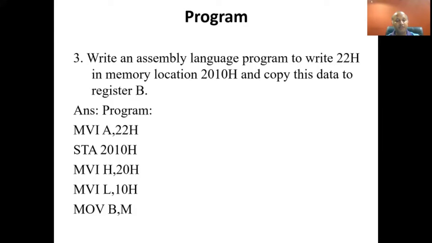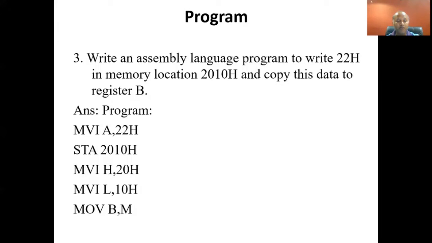So by the first instruction, MVI A, 22H, the 8-bit value 22H gets copied to the register A. STA 2010H, that means the value of accumulator gets stored to the location 2010H. MVI H, 20H, that means the 8-bit data 20H gets stored in register H. By MVI L, 10H, the 8-bit data 10H gets stored in register L. So the address of the HL pair becomes 2010H.